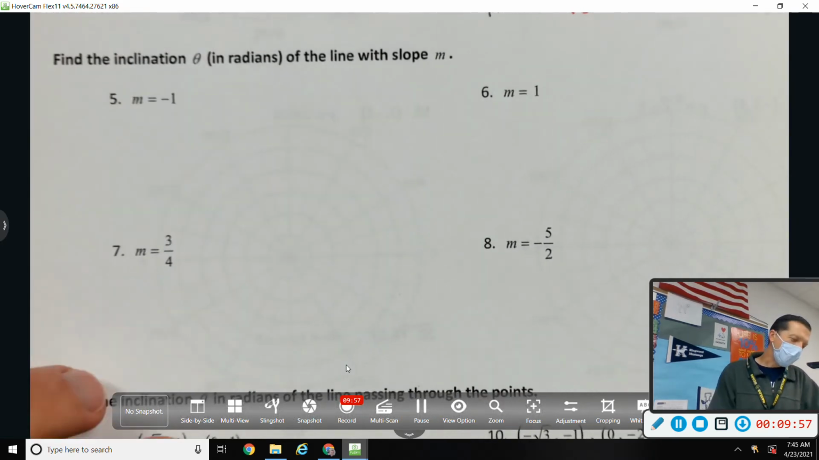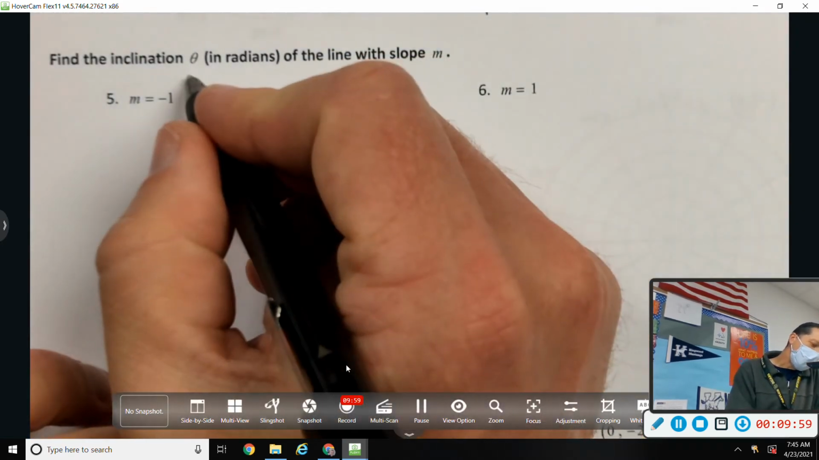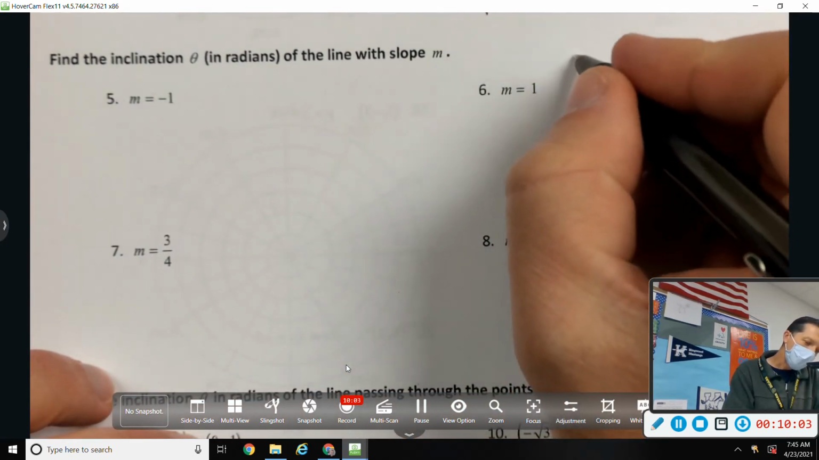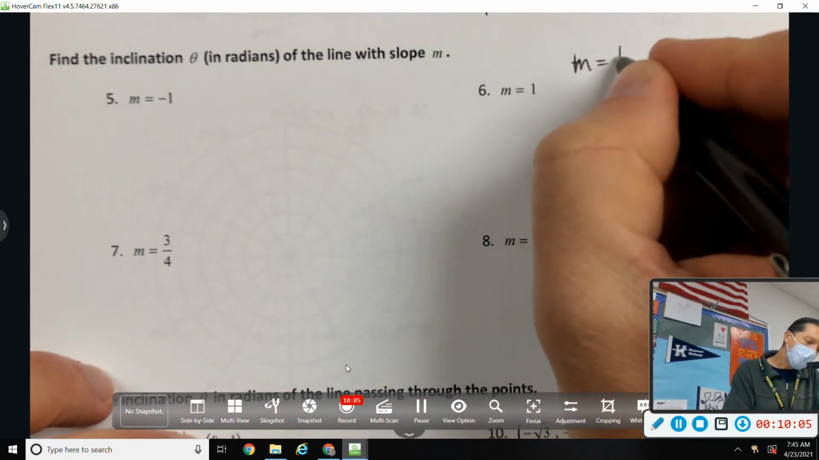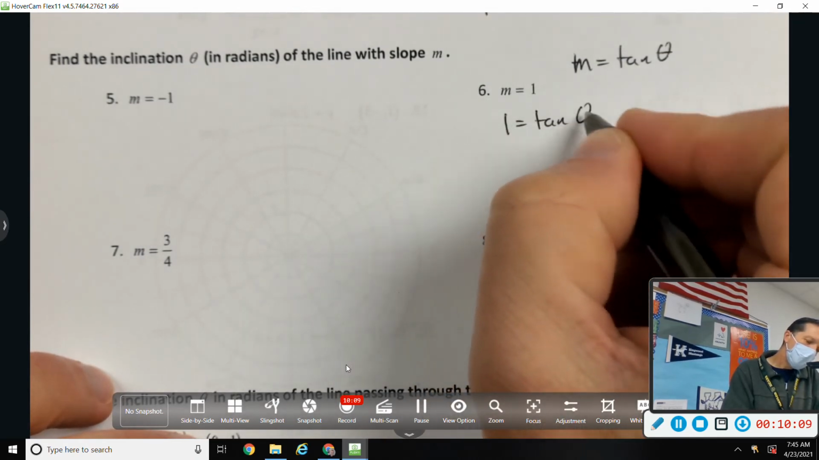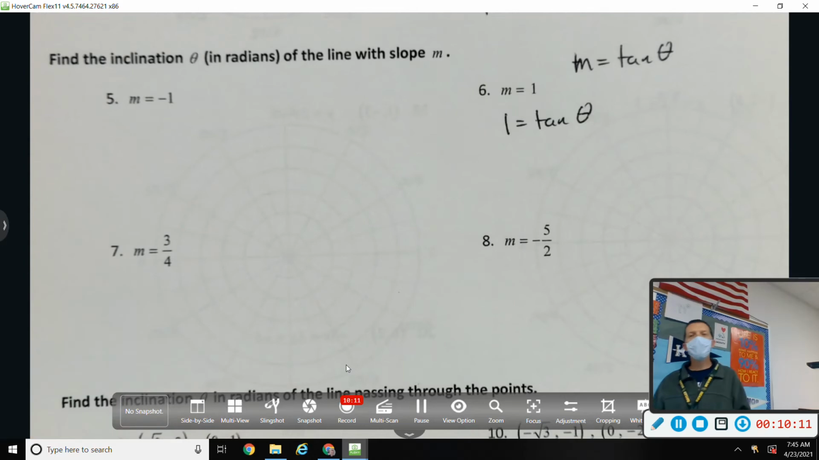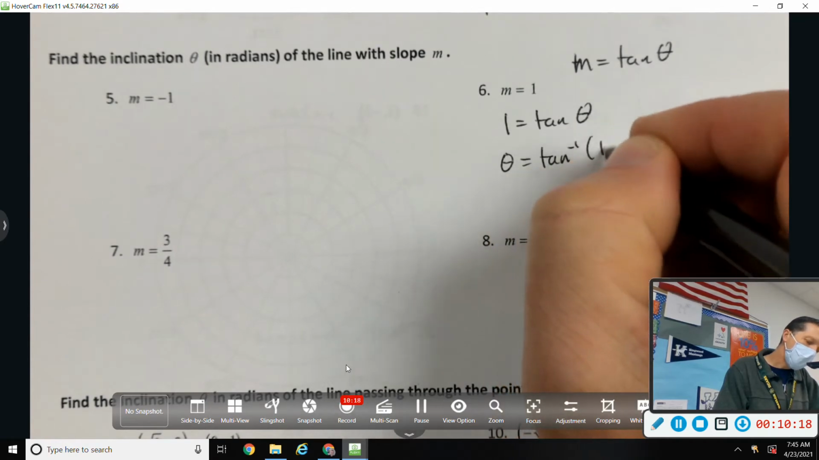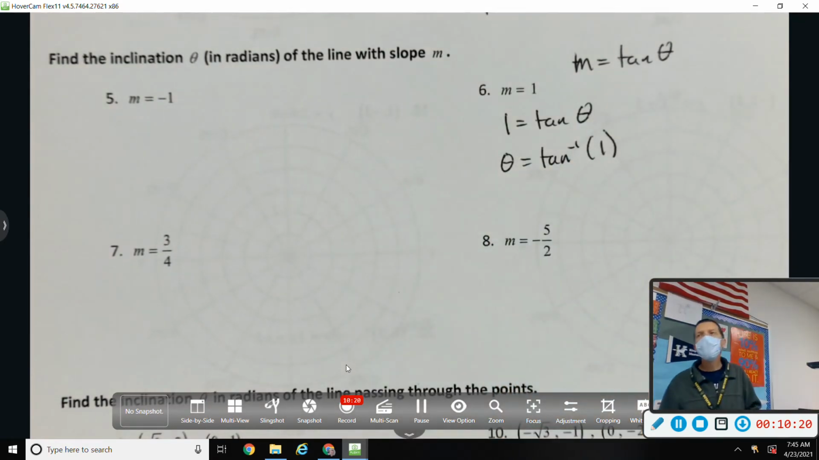Number 6. Find theta if you know m. So this is sort of the backwards problem. So 1 equals tangent of theta, which means theta equals inverse tangent of 1. So you can probably get this one without a picture, I hope. What angle has a tangent of 1?